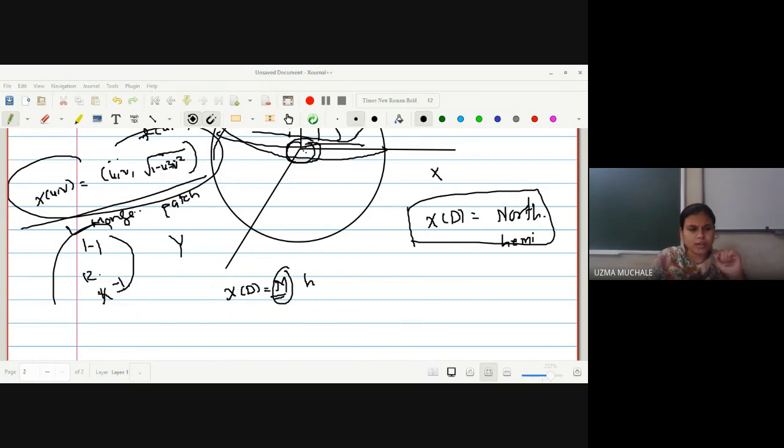So for the northern hemisphere, the example of a northern hemisphere which we proved is an example of a surface, a simple surface, for x of D equal to the northern hemisphere. That is, x of D is equal to sigma N, which is a notation used, that is the northern hemisphere. And you can say this is an example of a simple surface.